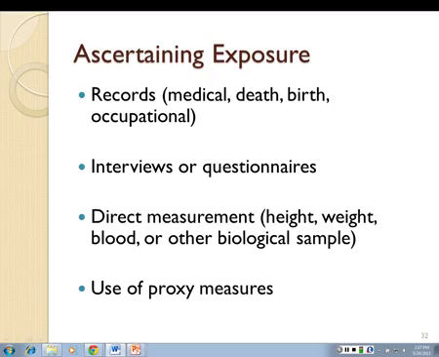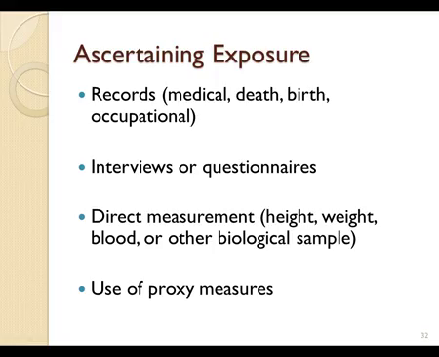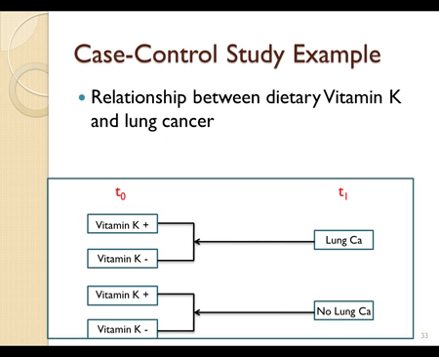So there are numerous ways to identify information on exposure status. Generally speaking, objective measures are less prone to bias than measures that are more subjective. You may wish to use existing records, interview the cases and controls, use direct measurements, or use proxy measures. An example of a proxy measure would be to interview the spouse or the parent of the case. You must ascertain exposure status the same way for both cases and controls. So if you're using proxy measures for cases, you need to use proxy measures for controls as well.